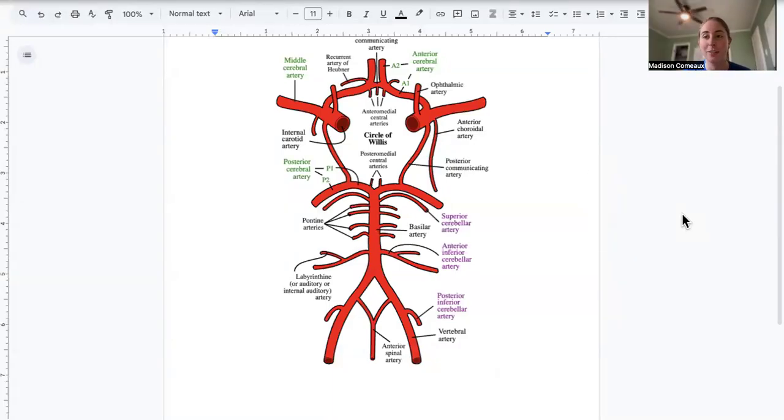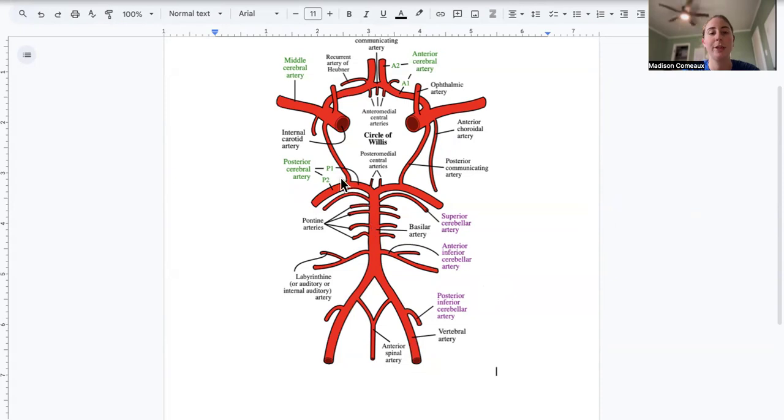Today I'm going to be talking about the Circle of Willis and some of the main arteries in the Circle of Willis. So if we start down here, we have the two vertebral arteries, and they are going to come together and form the basilar artery. And the basilar artery supplies blood to the cerebellum and the brainstem.